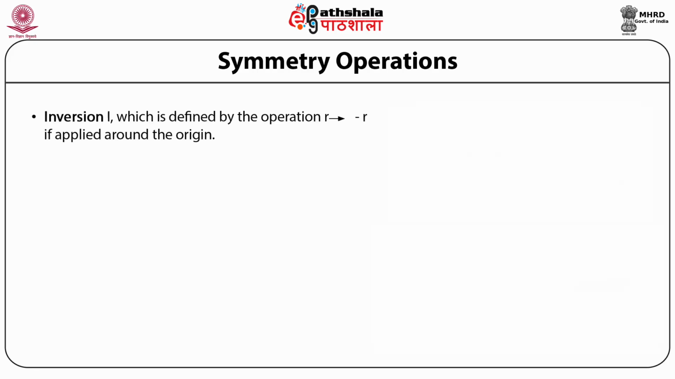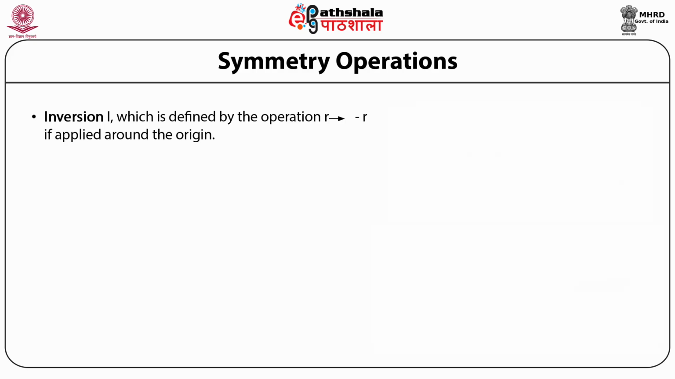Now this is inversion I, which is defined by the operation r goes to minus r if applied around the origin. So we choose our origin, and we define the coordinate of a point which is represented by a vector r, and just give a negative sign to it. I mean, inversion means we go onto the other side of origin. It means we apply this negative sign to all the x's present, or all the integers.